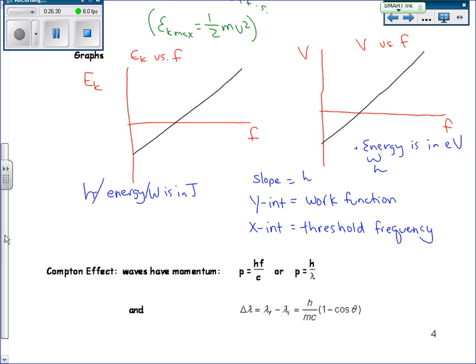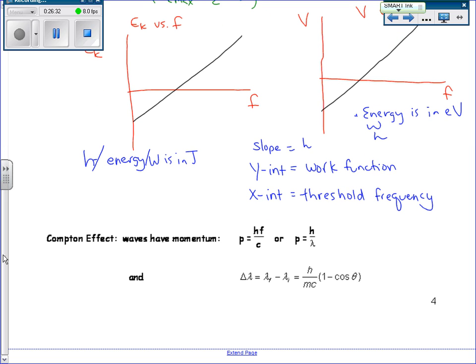And then the last two formulas on there is just the Compton effect, saying waves have momentum. So momentum is hf over c, or momentum is h over lambda. And then there's this formula to find the change in wavelength if you have a collision, and also know that you can have 2D collision analysis here. And so that's EMR.